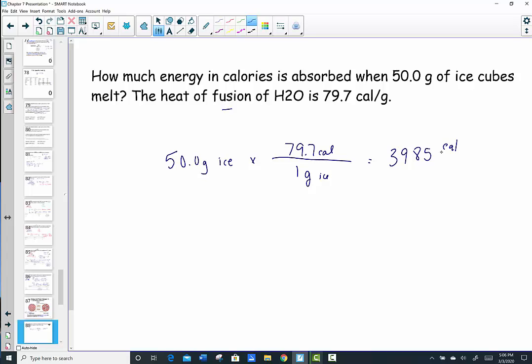I don't know why I made the calories float. So thinking about sig figs, maybe we want to round that to 3990 to have 3 sig figs. So see how I just used it as a conversion? If 1 gram requires 79.7 calories to melt, 50 grams would require 50 times as much energy.